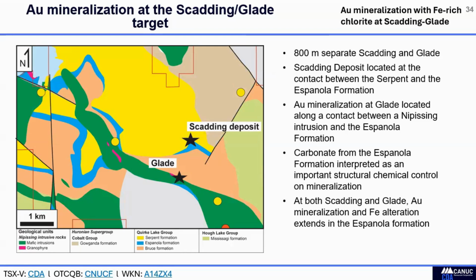And it's likely that Espanola acts as much as a rheological buffer to enhance the formation as it does as a chemical trap to help precipitate the gold. And then Glade, located to the south, is located at the contact between a Nipissing intrusion and the Espanola Formation. So very similar geological environment for both zones of mineralization.